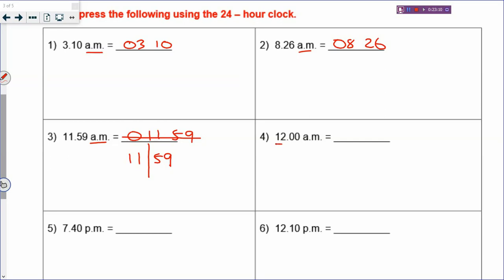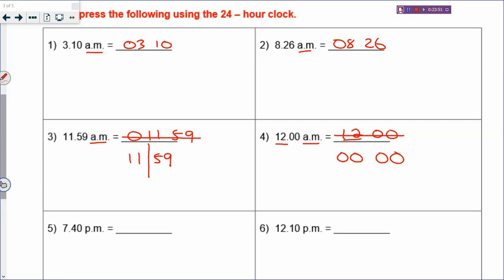Now 12 AM. AM is morning, so if you write 1200, that's wrong, because if the first 2 digits are 12 and bigger, that will be PM already. So this answer is wrong. 12 AM is the start of a new day, so the hour is 00 and the minutes are also 00. You call it midnight. Every time you see 12 AM, it is the start of a new day, so 0000. You start from 0.